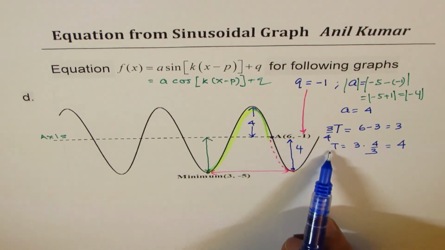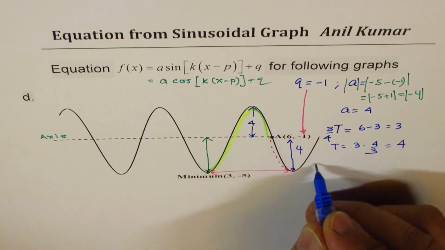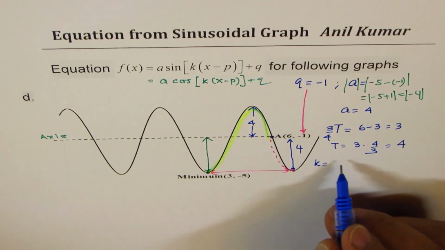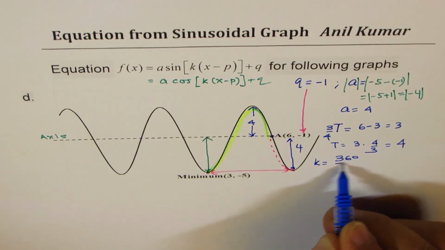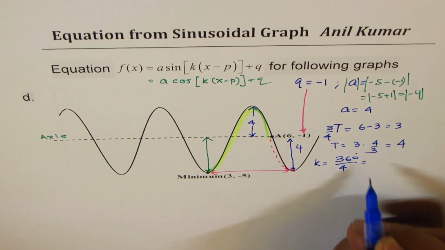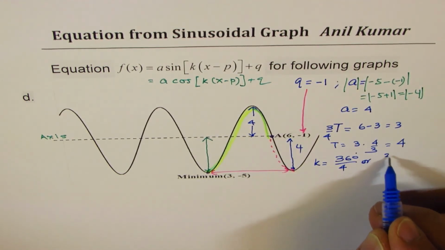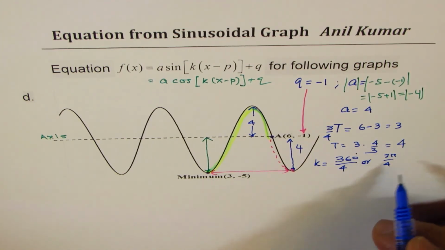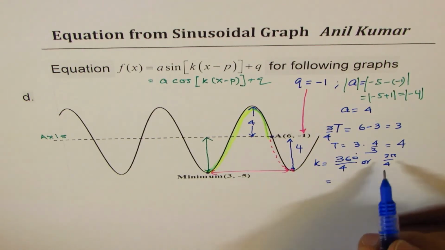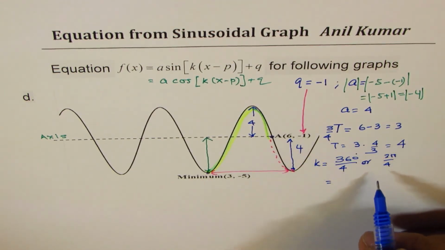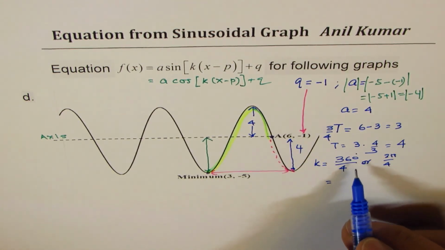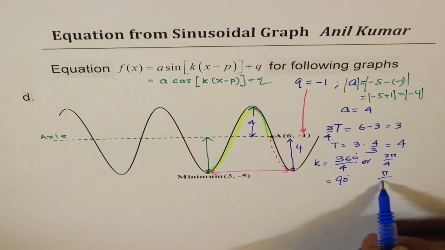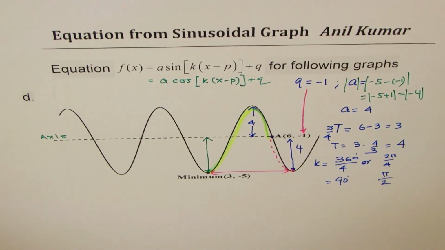Correct? So the time period is 4, and from here we can get the value of k as, if you do it in degrees, 360 degrees divided by 4, or 2 pi by 4. Is it okay? Either way. So one of these would be the right way for you, depending on what units you choose. If you're doing it in degrees, it is 90 degrees, and here it is pi by 2. Both are the same things.